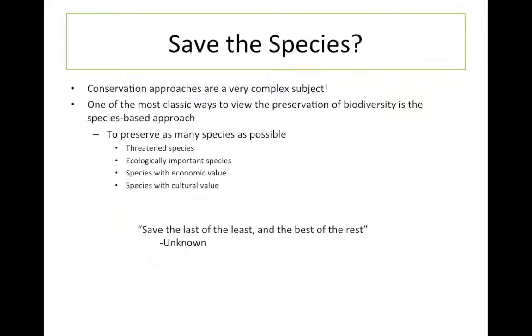So one of the most classic ways to view this is the species-based approach. To preserve as many species as possible is essentially what the species approach is going for. So preserve threatened species, ecologically important species, species with economic value, species with cultural value. And I found a really great quote, and I don't know who it's attributed to, so if you do know, do let me know. It is: save the last of the least and the best of the rest. That pretty much sums up the species-based approach to conservation.